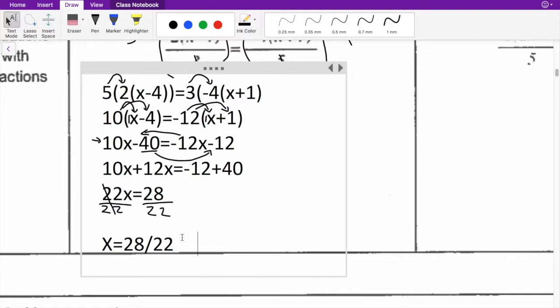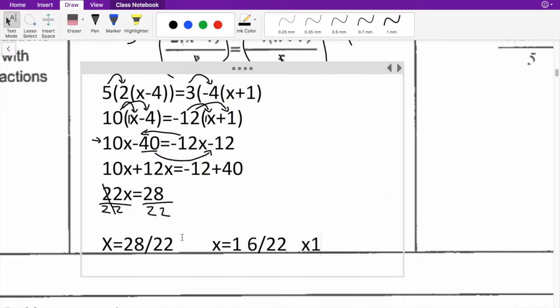Now I can always reduce this, right? So if I take a look and I say, okay, 2 goes into both of those, or I can make it a mixed fraction. So I know I'm going to have 1, and so if I take 22 off of it, I'm going to have 6 over 22 left, which then I can even reduce more to get 1 and, oops, got an equal sign. Now 2 goes into 6 3 times, and 2 goes into 22 11 times. So there's my most reduced fraction possible.